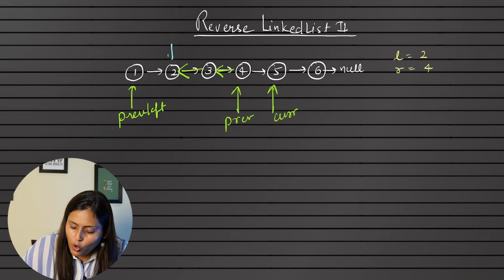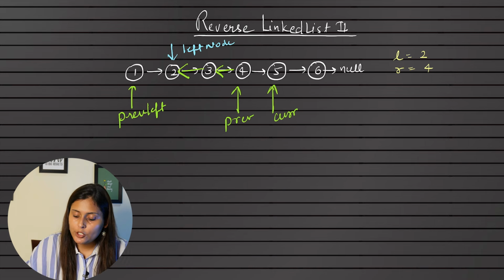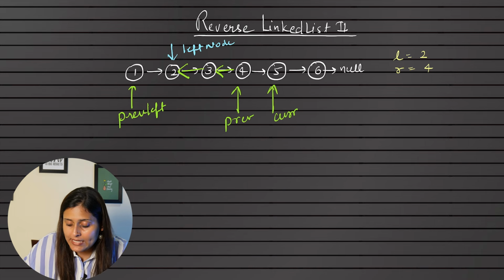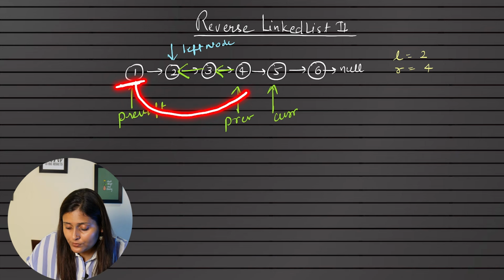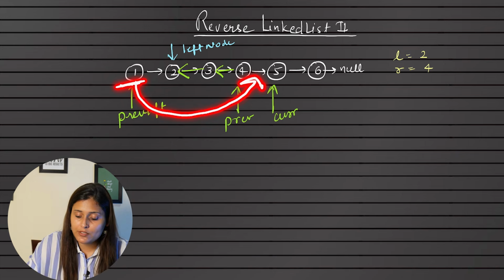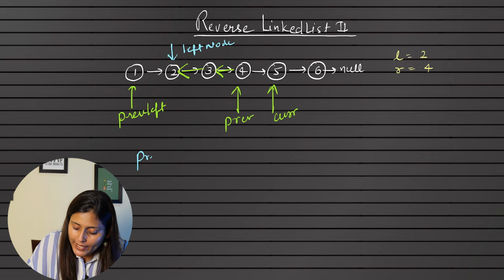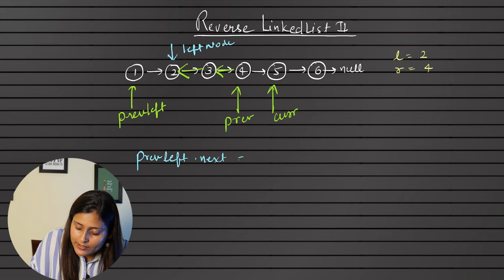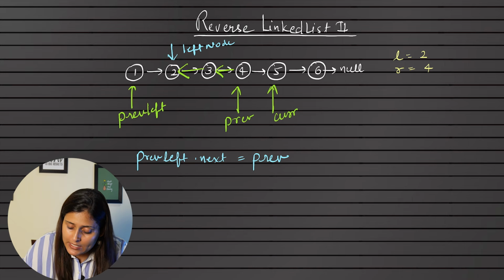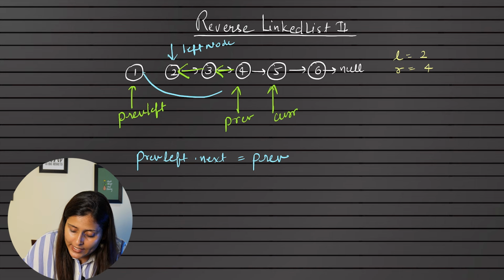So before reverting, we should have kept a track. So let's say we call this left node, means leftover node, correct? So previous left, if we will connect this next to 4 is nothing but previous. So what we have to write? We have to write previous left dot next. We have to connect this with previous. It means 1 next has been connected to 4. Can I say that? Done.